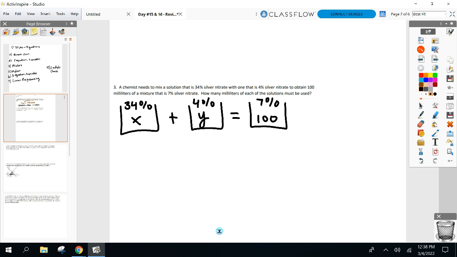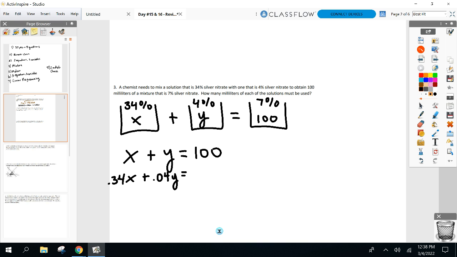You may not remember or see it, but you have both equations you need right now. The first one is how many total milliliters you need? X plus Y equals a total of 100. Now I put the percents with them, but as a decimal. 34%, so 0.34 times how much I have, X. Plus, be careful here, not 0.4, that's 40%. 0.04 times how much I have, Y.